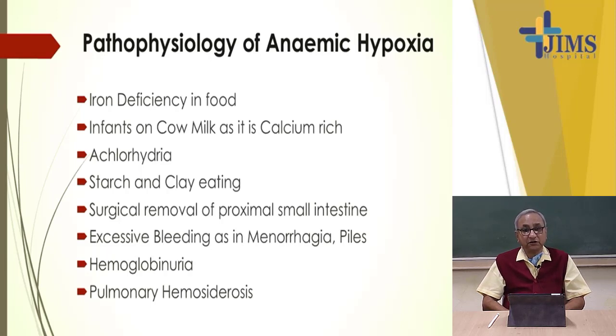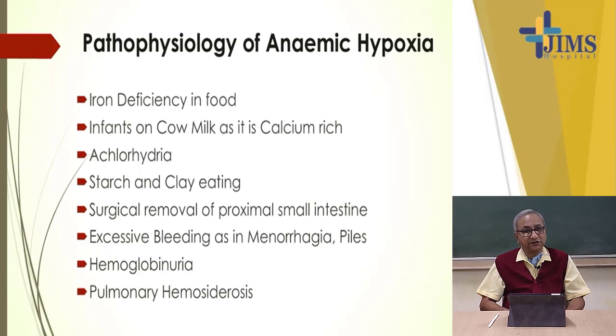What is the pathophysiology of anemic hypoxia? Number 1 is iron deficiency in food. Number 2 is infants who are fed with cow's milk, which is very calcium rich. This calcium gets absorbed into the body and leads to a reflex anemia.